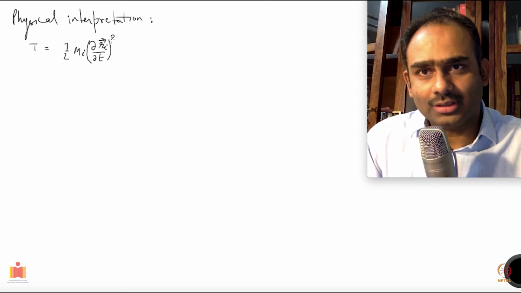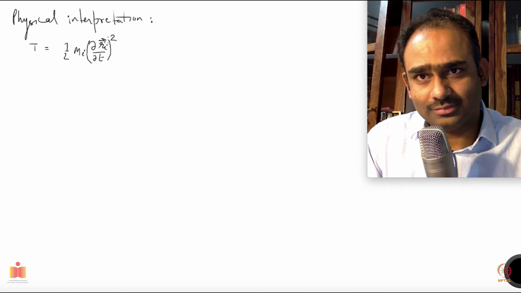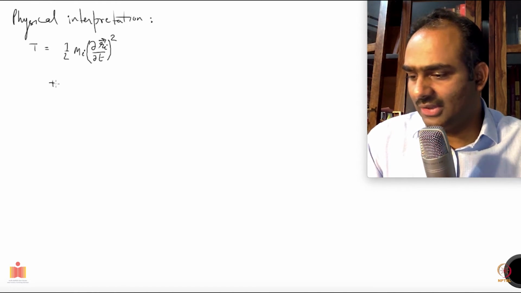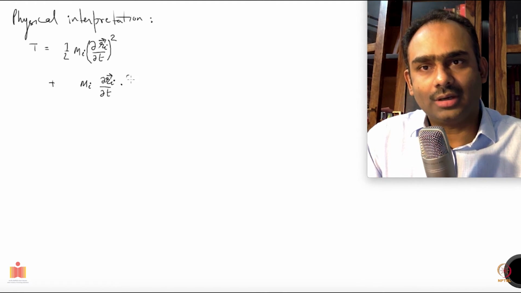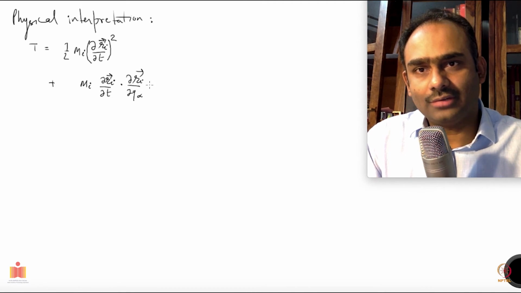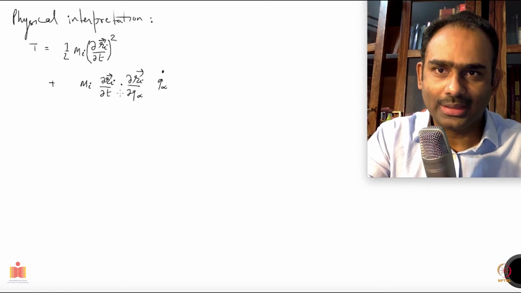Okay, your kinetic energy is scalar, so this term has to be scalar, and clearly this is being dotted into itself. Then you have a linear term, and the linear term was mi delta Ri over delta T dot delta Ri over delta Q alpha, and you have a Q alpha dot. Okay, so I have two summations involved in here.